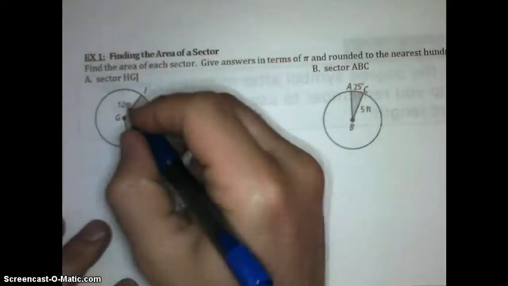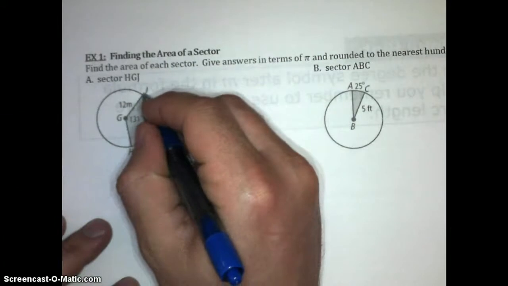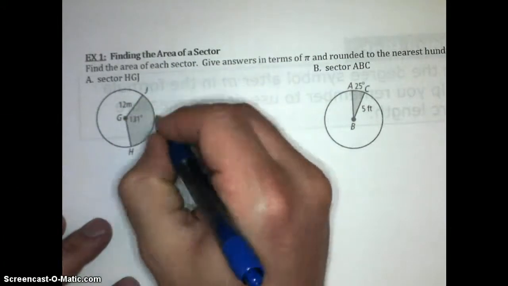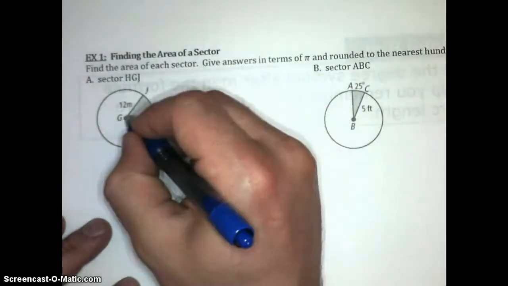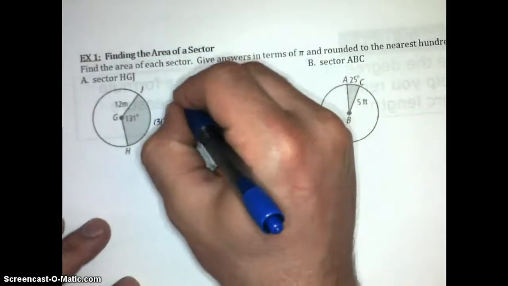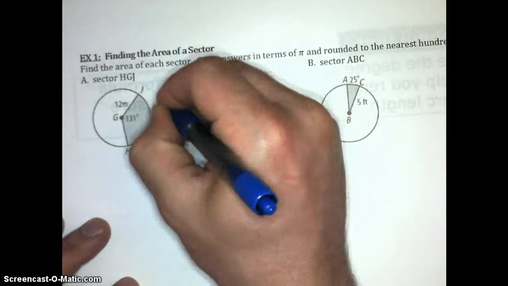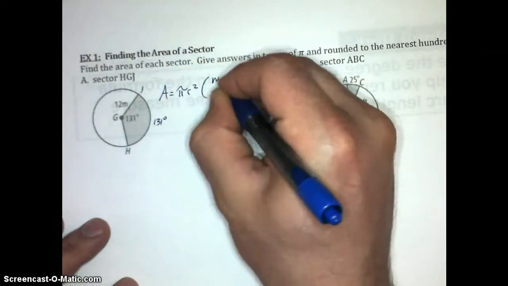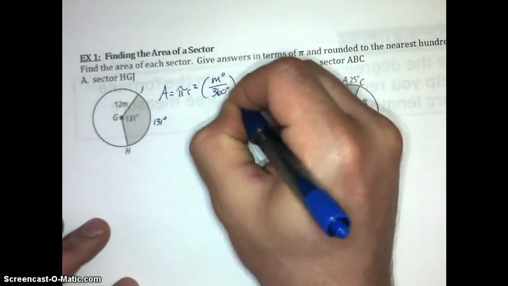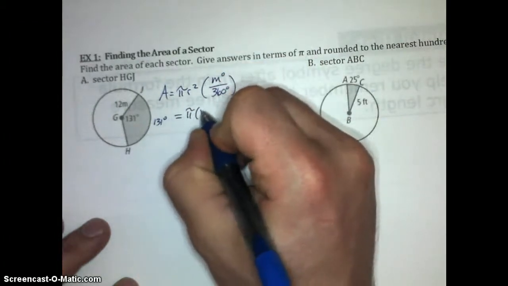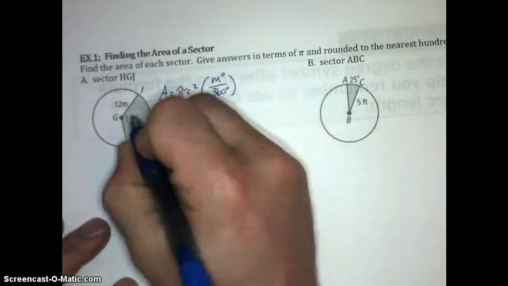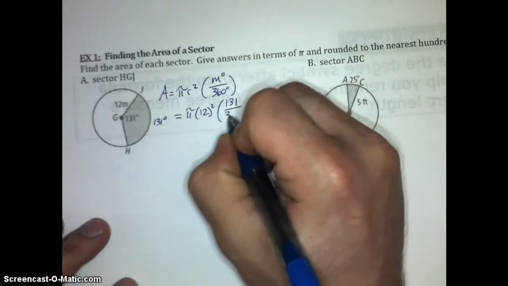So, let's take a look. Example 1, we need to find the area of each of these sectors. We are given the angle JGH as 131 degrees. That means the arc measurement is also 131 degrees. And the radius is 12. So our formula is pi r squared times m degrees out of 360 degrees. Let's fill in what we know. The radius is 12, and our angle measure is 131.